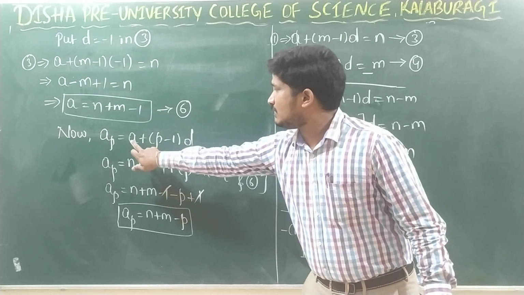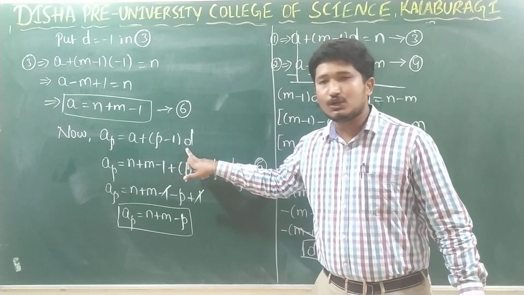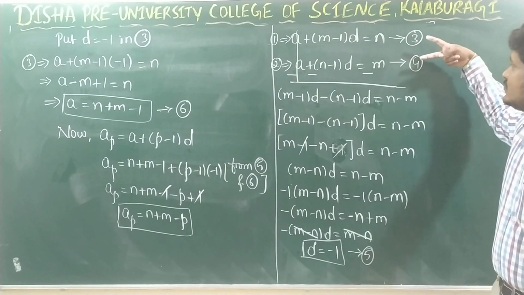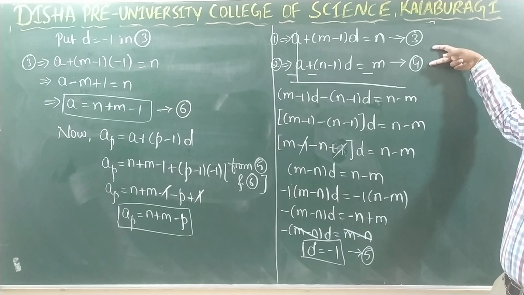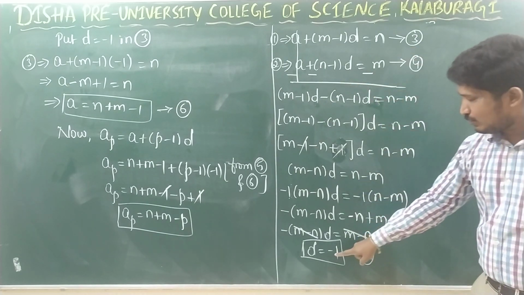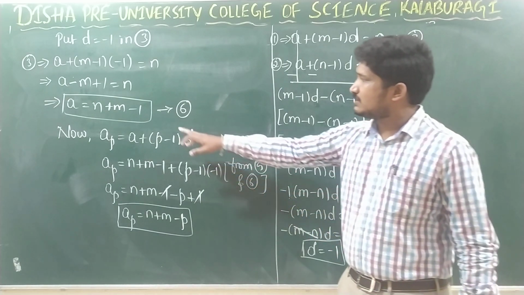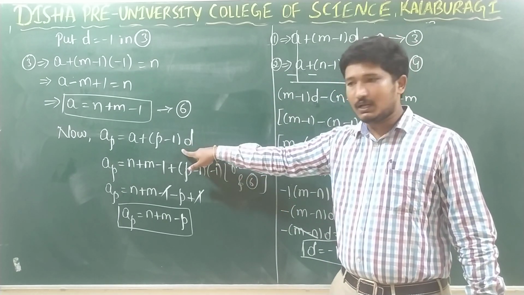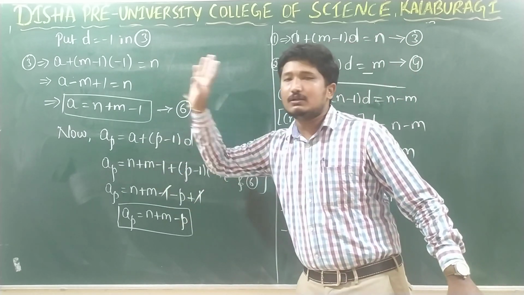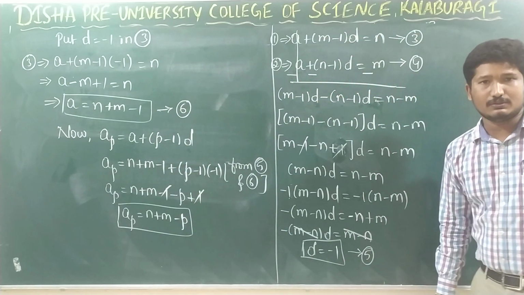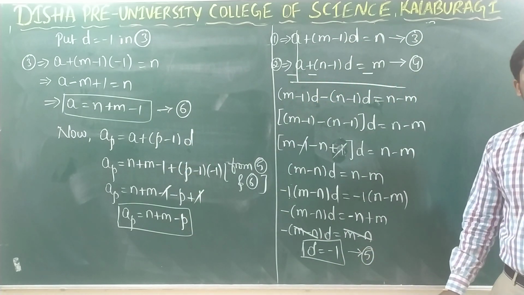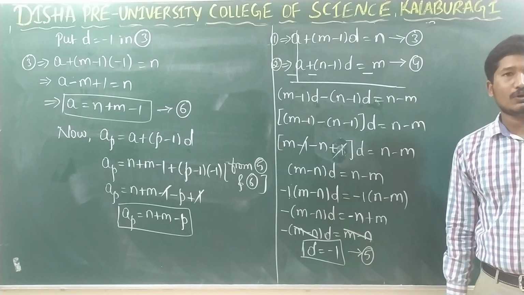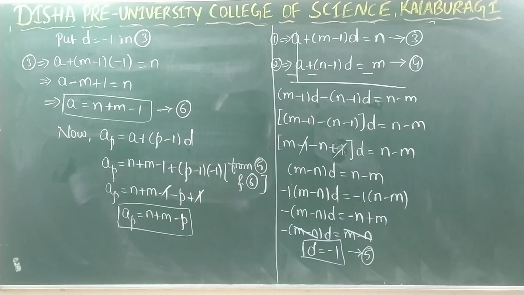So to find pth term, we need the first term as well as the common difference. So using these two equations, what we have done? We have found the value of common difference as well as the first term. And we have substituted in this formula, we have obtained the pth term of the arithmetic progression. So I hope you understood this. Right? So let us move on to the next problem.